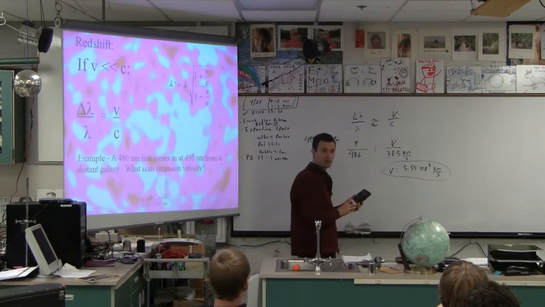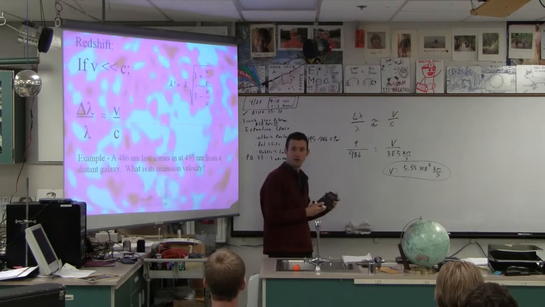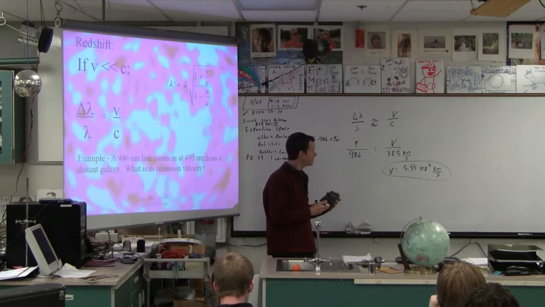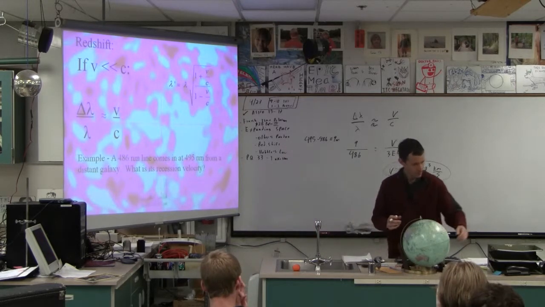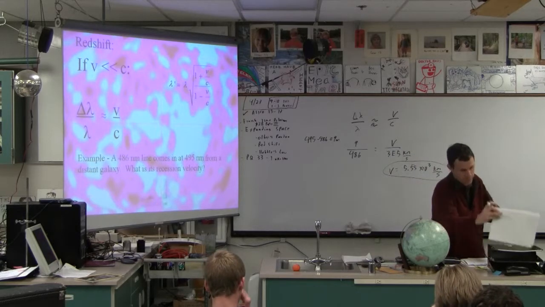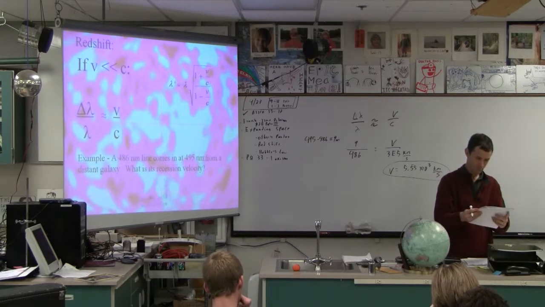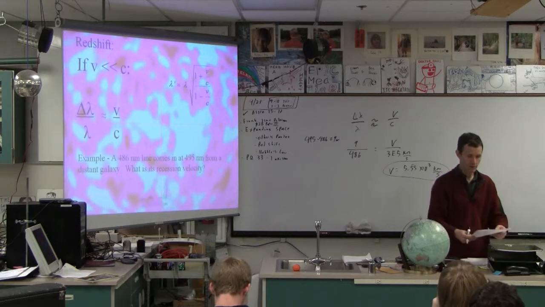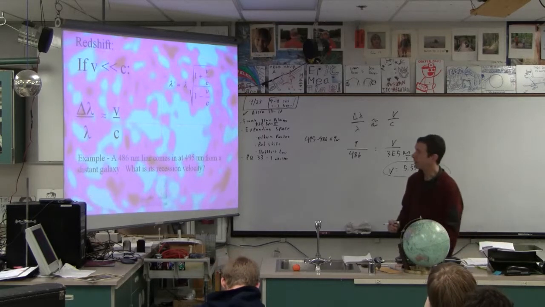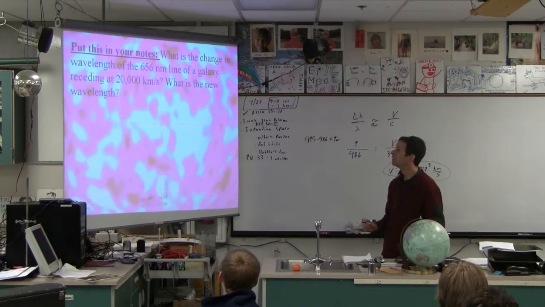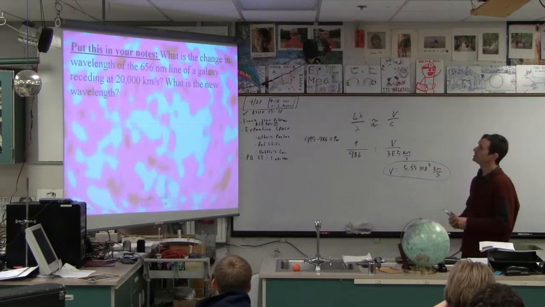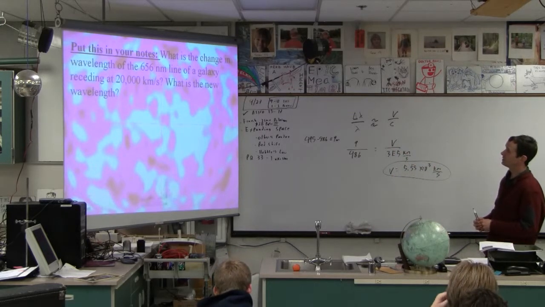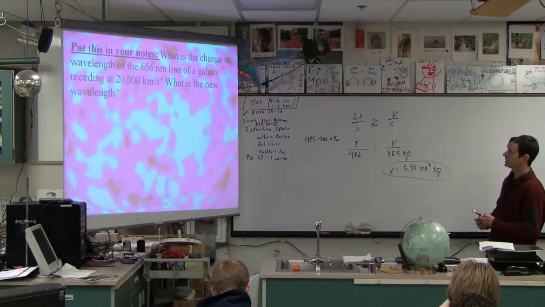Was that in your little note guide? Was that the example? That's not there? That's sad. What's on there? Change in wavelength of 656. Okay, well, let's try that one. I think I've got that in there. What is the change in wavelength of a 656 nanometer line of a galaxy receding at 20,000 kilometers per second? What is the new wavelength?